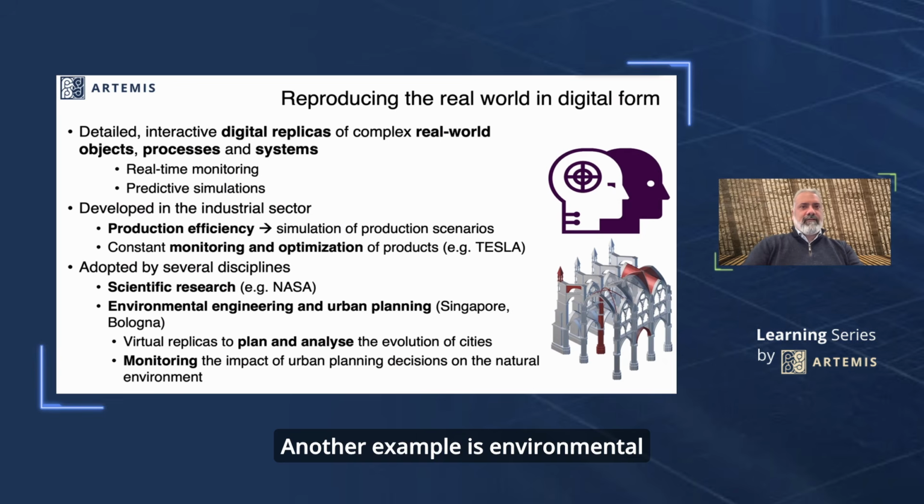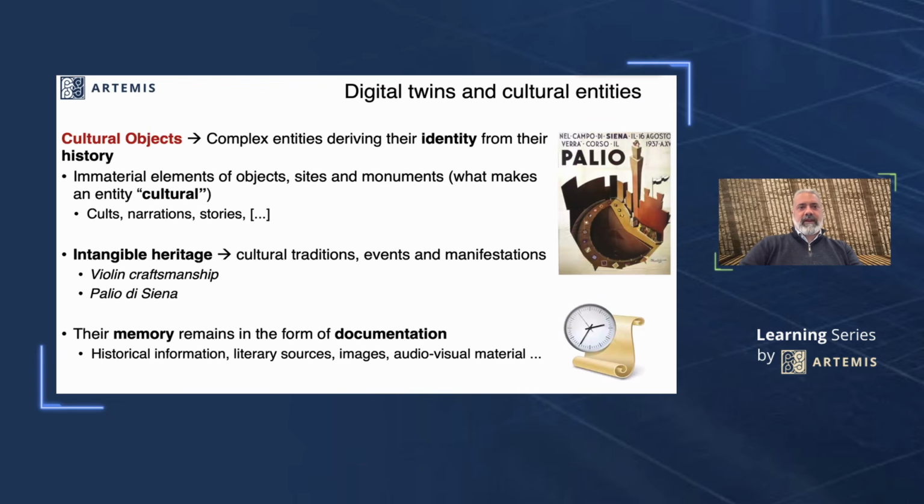Another example is environmental engineering and urban planning, where the digital twins are used for creating perfect replicas of buildings, of spaces, and even of entire cities. This is what they are doing, for example, in Singapore, in Bologna, and now in many other cities. Digital twins in this case are very useful, for instance, to plan and analyze the evolution of the city, to see, for instance, the impact of urban decisions on the environment or on the traffic, the pollution, and in general on how people actually live and move through an urban space.